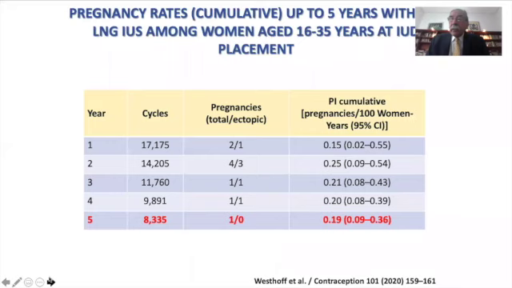However, in 2020, Carolyn Westhoff published a paper about follow-up up to 5 years with the levonorgestrel IUS releasing 20 micrograms per day. The cumulative pregnancy rate was 0.19, or 0.2, meaning 2 women per 1,000 women, which is extremely low. Consequently, the probability of continuation of pregnancies is very low. Nevertheless, the probability that a pregnancy is ectopic is very high, almost 50%.